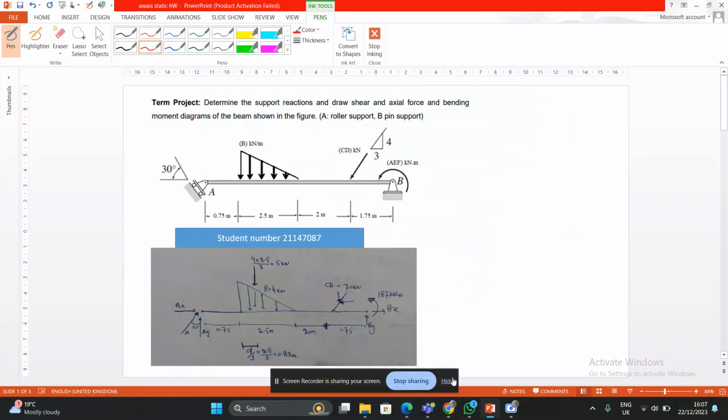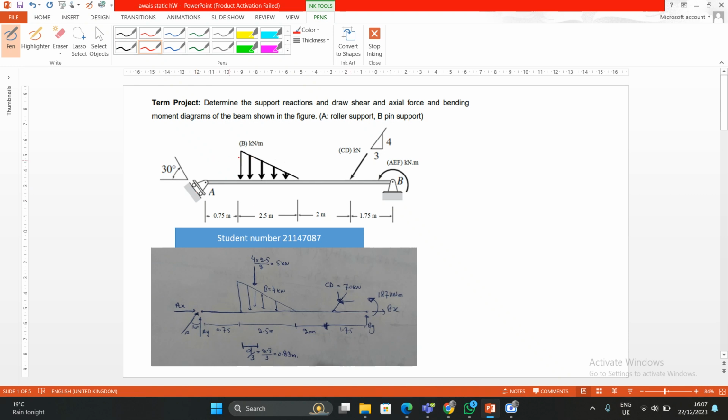Hi, welcome again. So today our question is about statics. So let's solve these beams. Find the support, shear force, and bending moment. At A we have roller support, and at B we have pin support. So we have to find first the force reactions, and then we will draw our shear force and then moments.